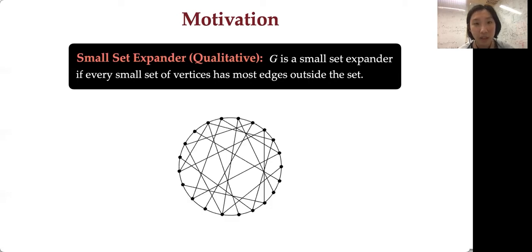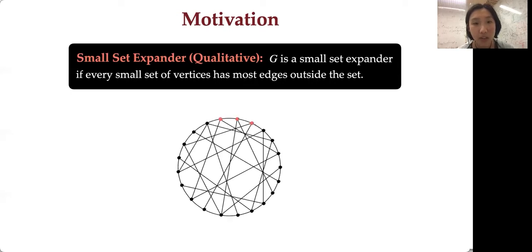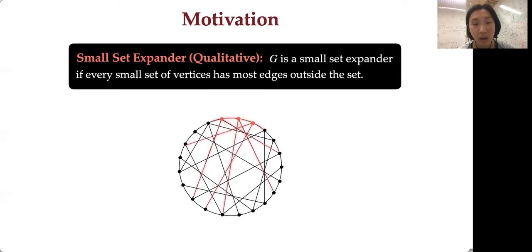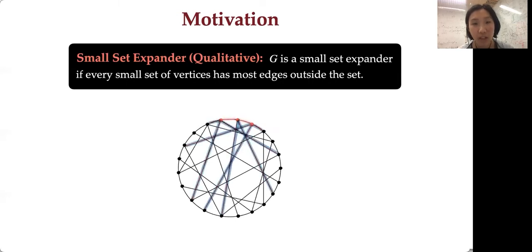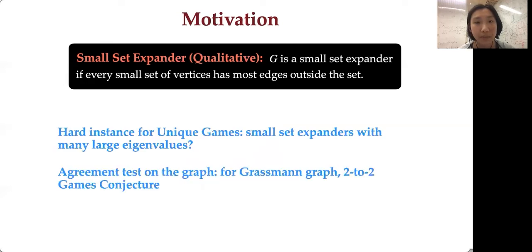Here we see a small set expander, and if we look at a small set of vertices in it and look at all their adjacent edges, we'll see that most of the edges connect the vertex to another vertex outside the set. So these are called edges outside the set. We can see here that most of the edges are actually outside the set. So this is such an example of a small set expander.